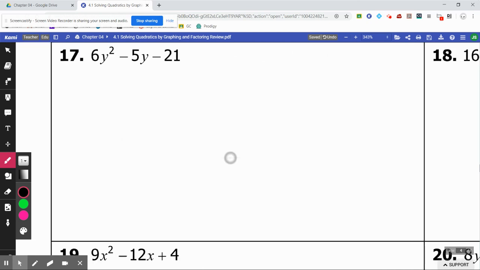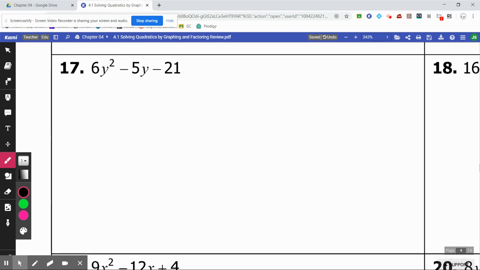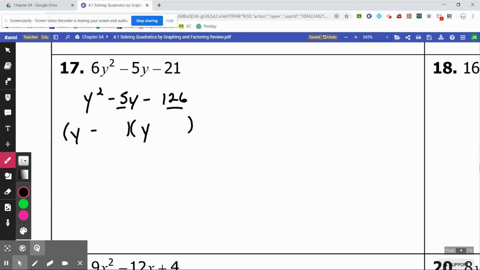Next one. No GCF to factor out, so therefore move the 6 to the end. Y squared minus 5y minus 126. Two sets of parentheses. Y times y. Adds, multiplies. That'd be a negative 20. No, that's not right. A negative 14 and a positive 9.